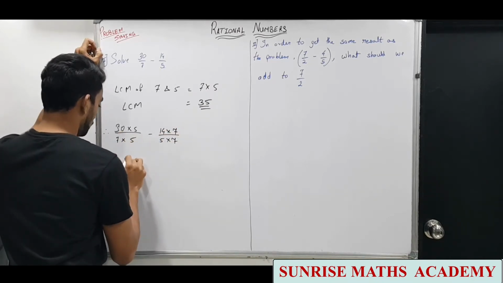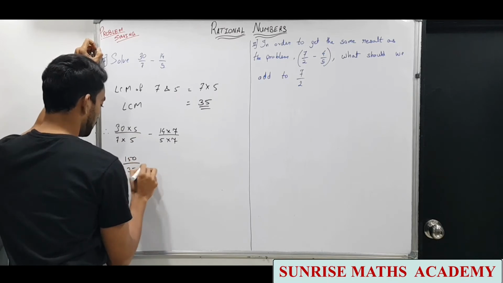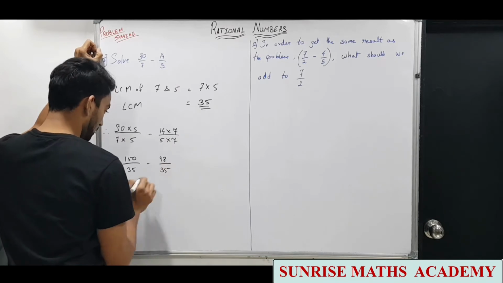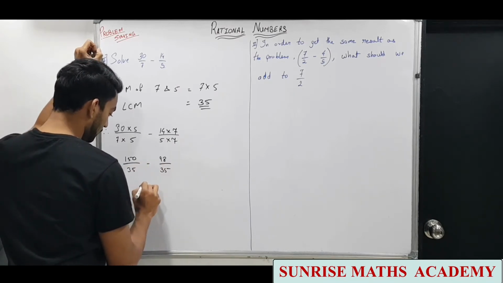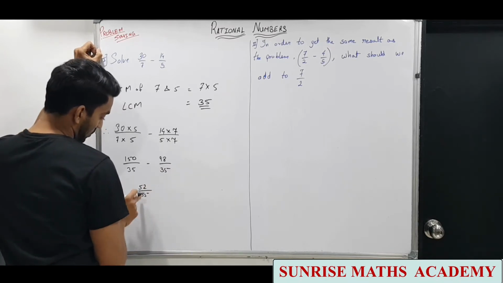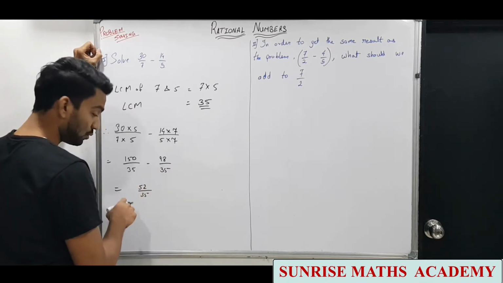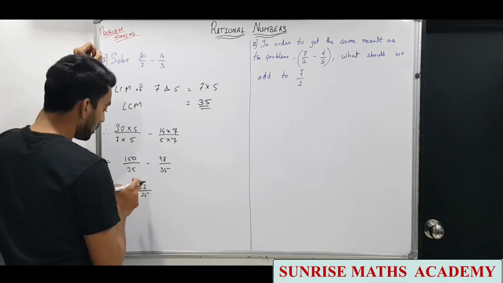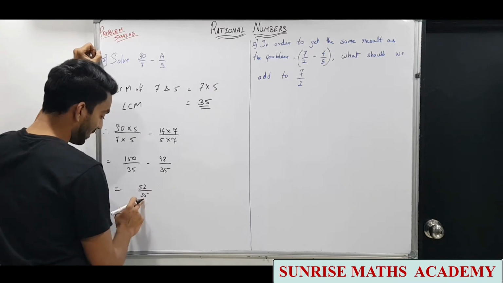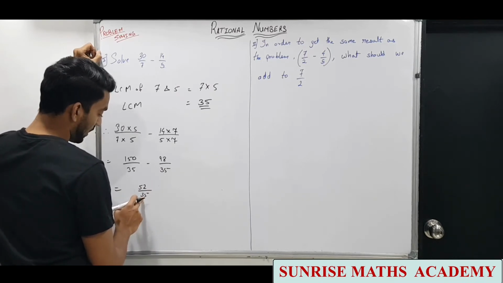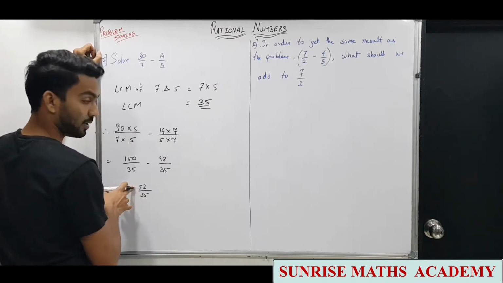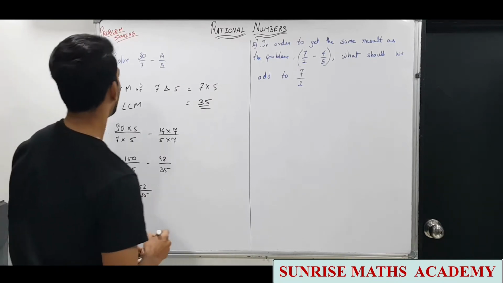So here we get 150 upon 35 minus 98 upon 35. 150 minus 98 is 52 upon 35. Now, if they can be reduced to the simplest form, we can reduce them. If not, it will be left like this. This is divisible by 7 and 5? This is not divisible by 7, so neither by 5. So this is the standard form.